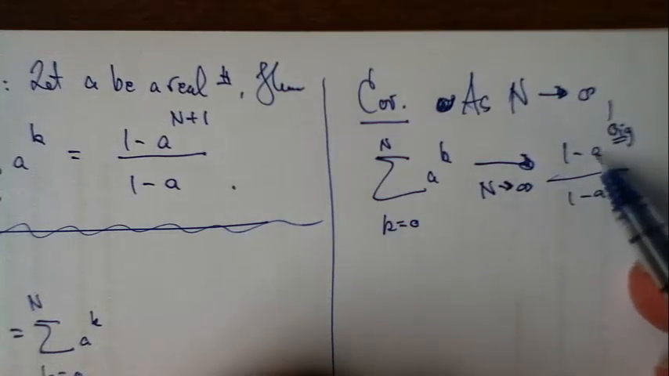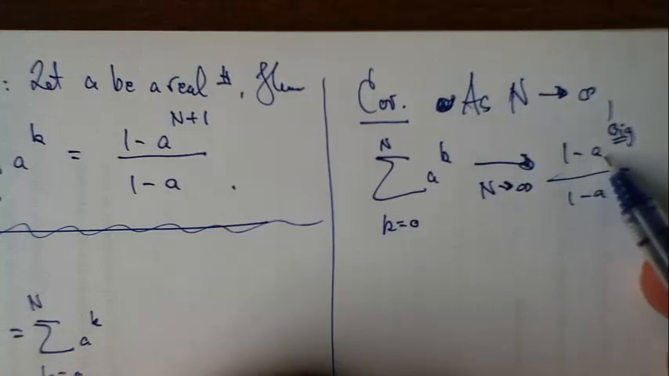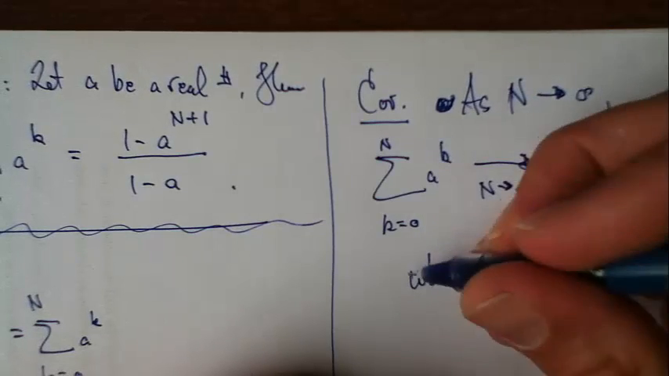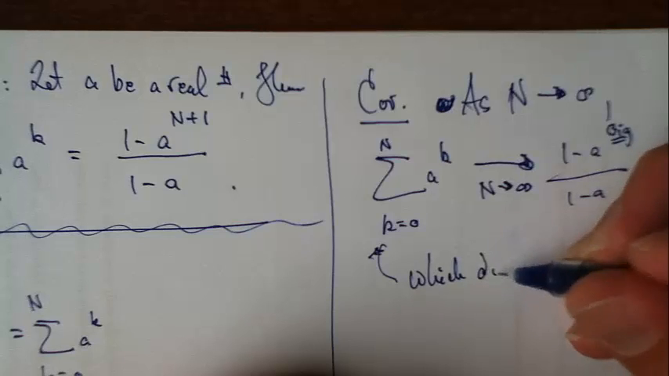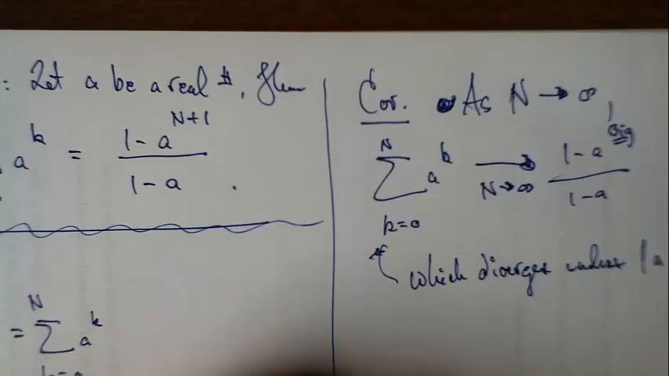So if a is big, like 2, then 2 raised to a big power is really, really big, and I get 1 minus something really big, which is negative big. This thing diverges unless the absolute value of a is less than 1.